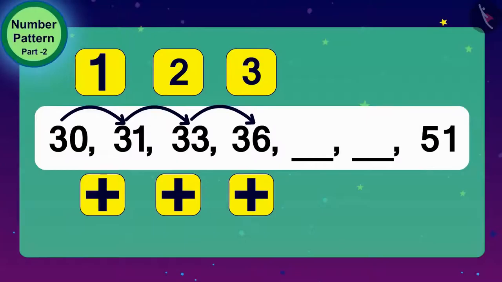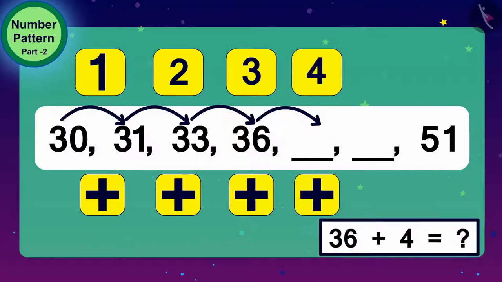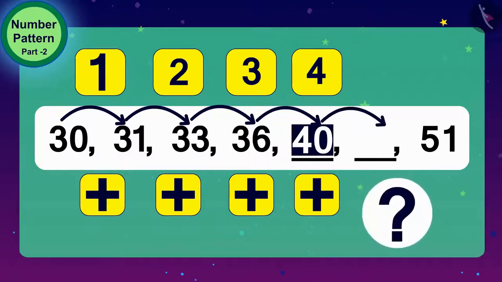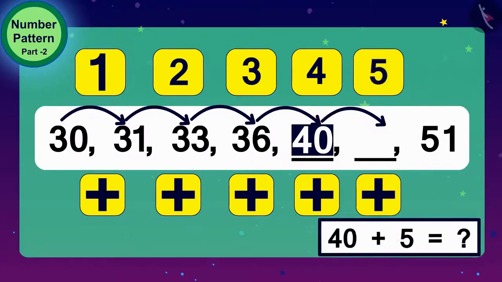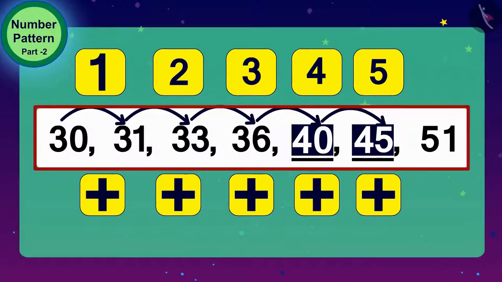So, what do we need to do now to pursue this number pattern? We have to add 4 to 36. This gives us what? 40. And what shall we do to get the next number? That's correct. Add 5 to 40. Adding 5 to 40? 45. Oh wow! We filled in the blanks of this increasing number pattern.